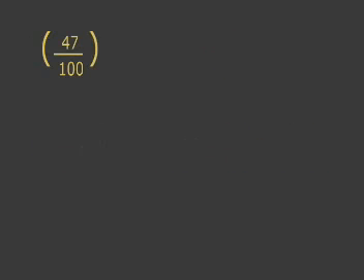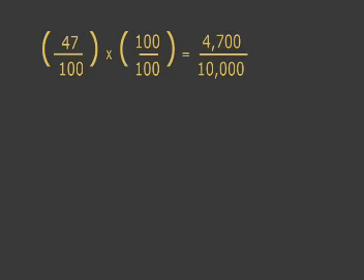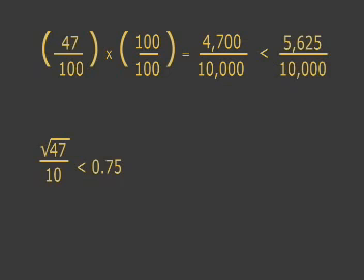We will multiply 47 over 100 by 100 over 100, and we see that this number is less than 5,625. Therefore, 0.75 is greater than the square root of 47 over 10. If you had any difficulty, I am sure that teacher can give you more exercises to practice after the lesson.